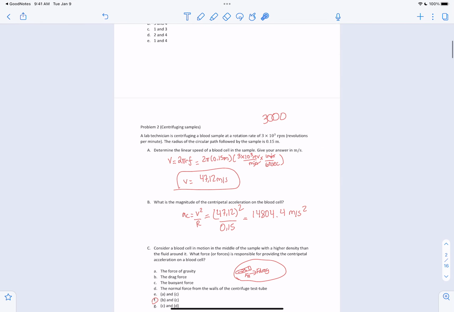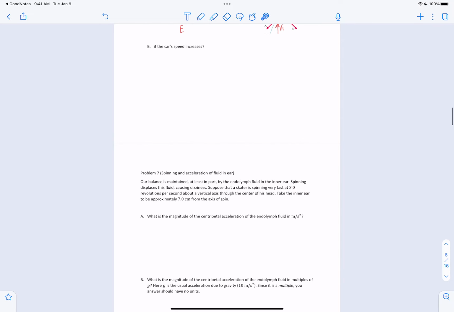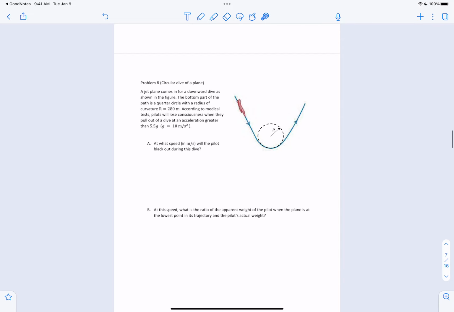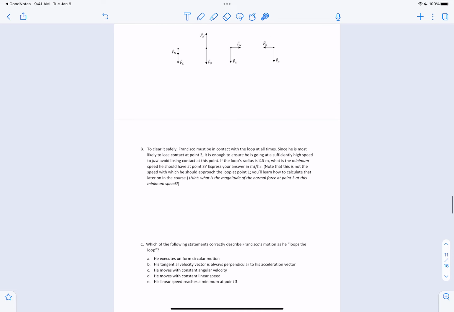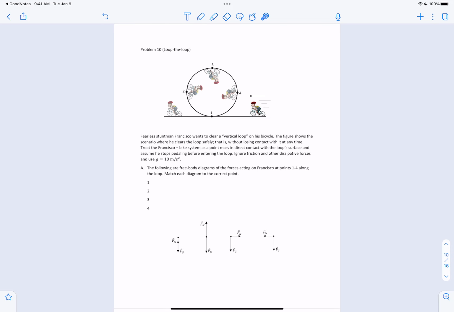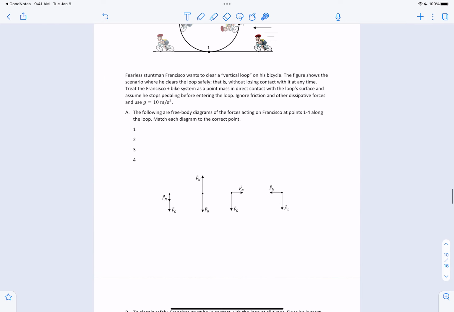I mean, we did problem 2. We did problems 5 and 6. 10, B, and C. Okay. Yep. So for 10, actually, I might as well just go through 10 entirely.